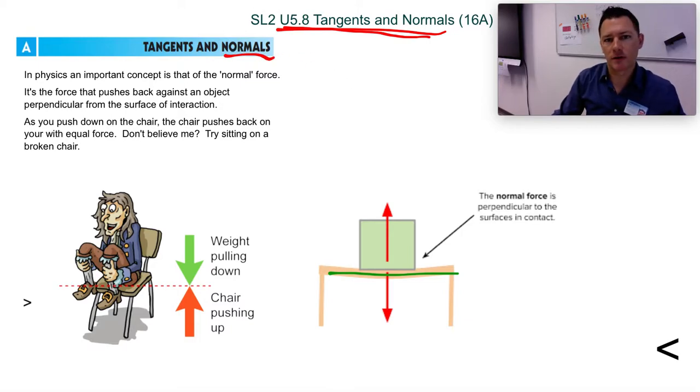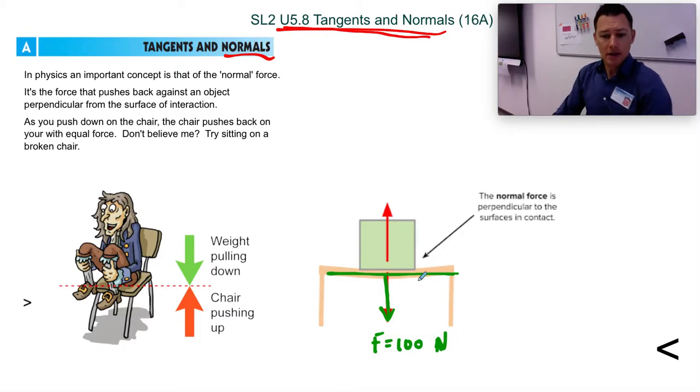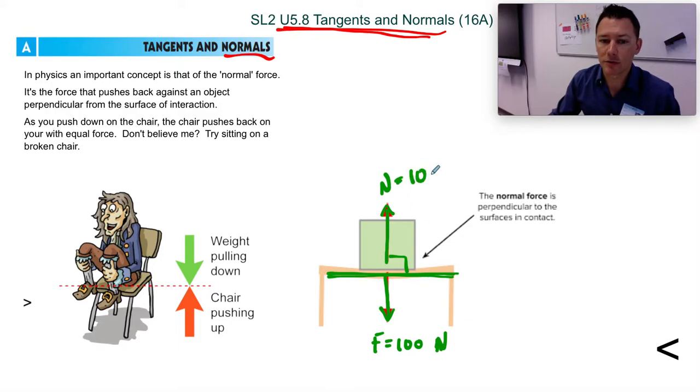A normal force is what pushes back on you, equal and opposite reaction. So if you have a box on a table and it's pushing down with a certain force, let's say 100 newtons, 10 kilograms, the table has to push back with the same force, and we call that a normal force. It's perpendicular to the surface in question, so the normal force will be equal and opposite.